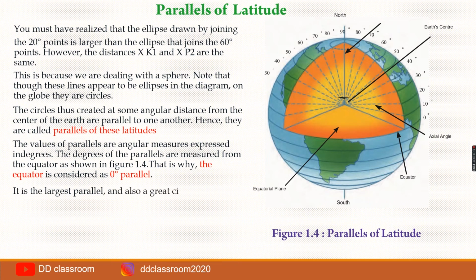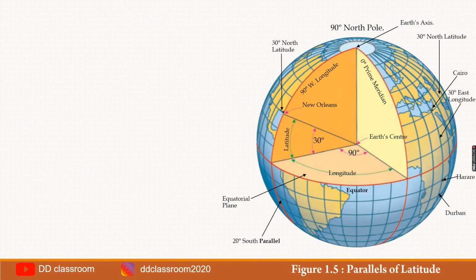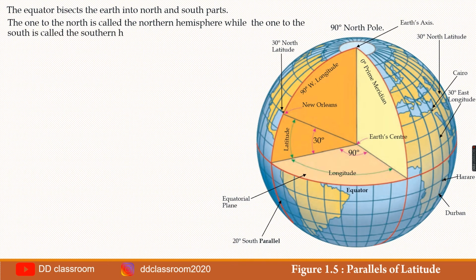It is the largest parallel and also a great circle. The angular distance of other parallels towards north and south goes on increasing away from the equator. The equator bisects the earth into north and south parts. The one to the north is called the northern hemisphere, while the one to the south is called the southern hemisphere.